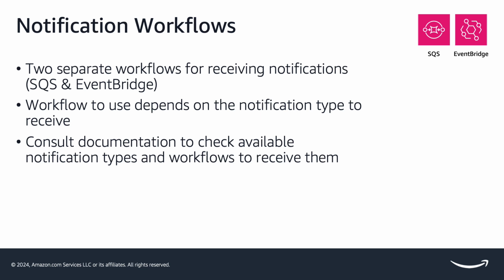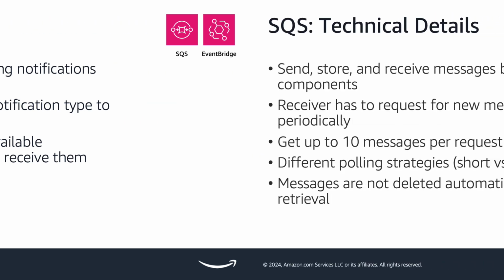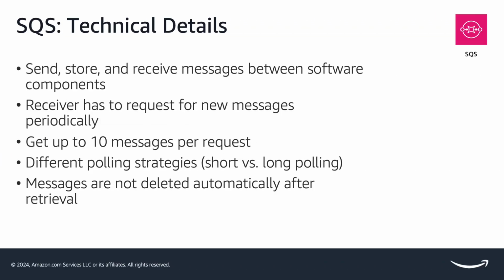Currently, there are two separate workflows for receiving notifications, either using AWS SQS, also known as Simple Queue Service, or AWS EventBridge. We will have a closer look into the two services shortly. The workflow to use depends on the notification type to receive. In the video description, you will find links to SP API documentation where you can check the available notification types and necessary workflows to receive them. Next up, we will have a closer look at SQS.